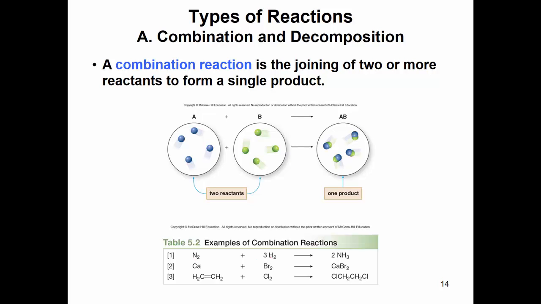Okay, and so here's some examples. If we take nitrogen and hydrogen, they combine to give us one compound, and that's ammonia. Same with, here's an ionic compound, calcium and bromine transfer electrons to give us calcium bromide. But the main idea here, you take two things, you combine them together, and you get one product.